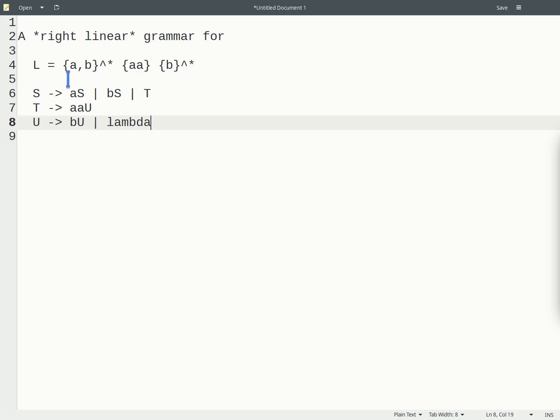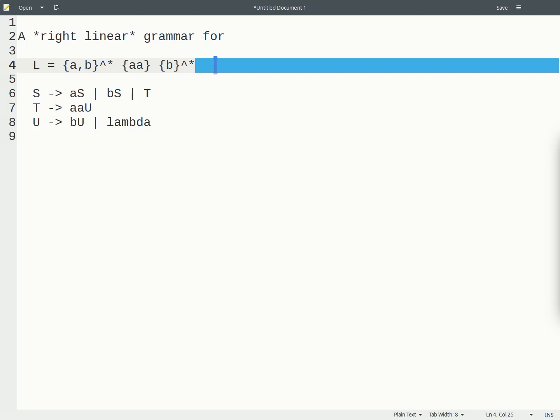Now let's have a look. So indeed, starting from S, we can generate an arbitrary number of A's and B's in any order. And if we are done, we switch to T. So indeed, that part generates an arbitrary word over AB. T will generate AA. And then we switch to U. U generates an arbitrary amount of B's and finishes with lambda. So indeed, this grammar generates precisely this language.